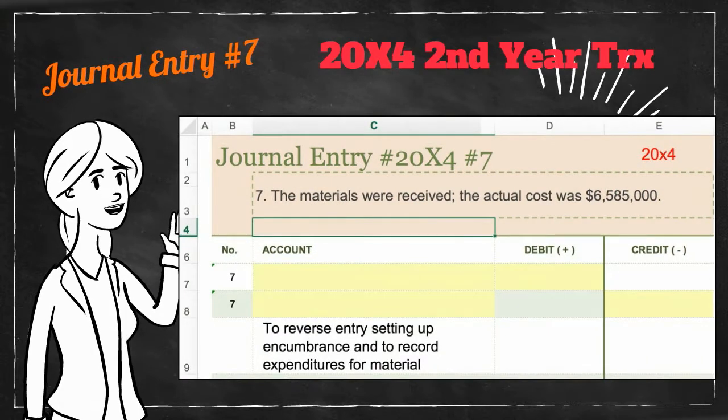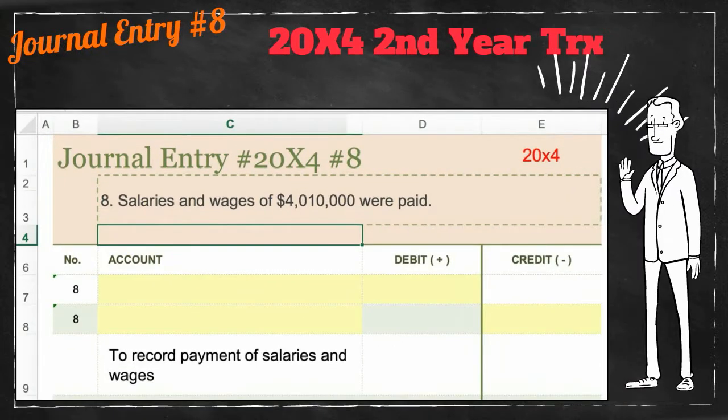Okay, journal entry number 7 for 2000X4 is to record materials that were received at an actual cost of $6,585,000. There is an error on this slide. This should be a 4-line entry, not 2. And this entry is to reverse the setup of encumbrances and to record expenditures. Journal entry number 8 is a 2-line entry to record the payment of salaries and wages at $4,010,000.